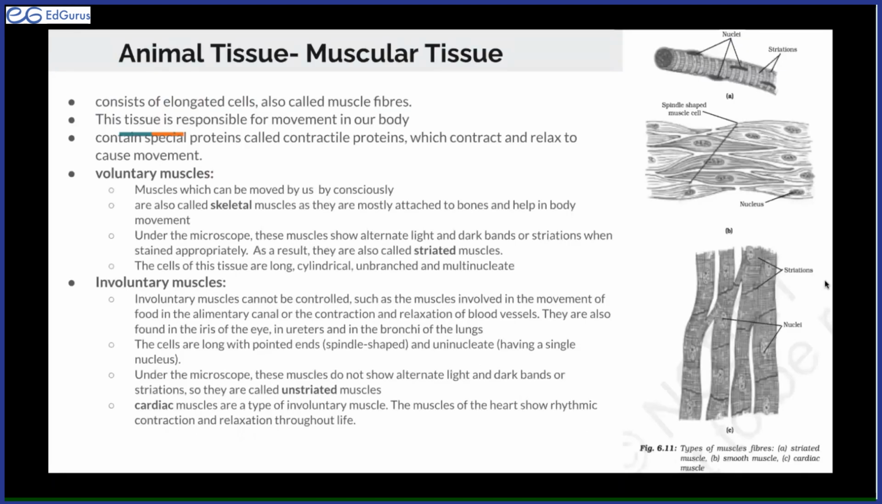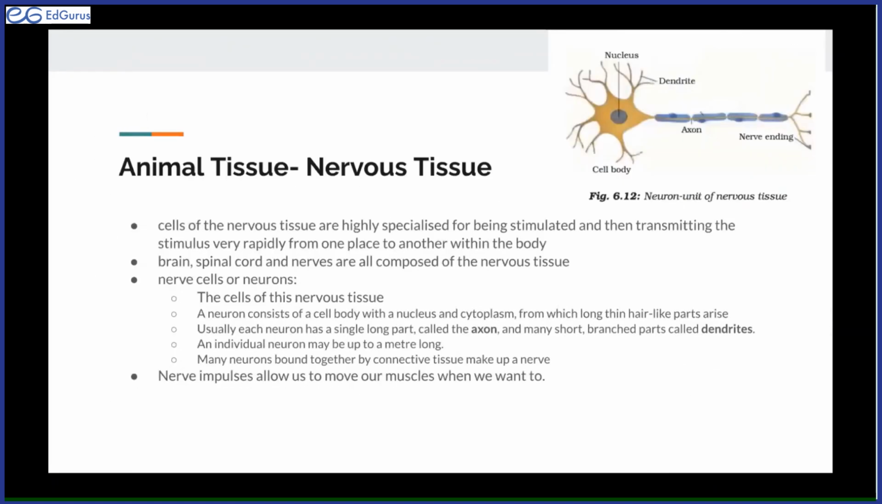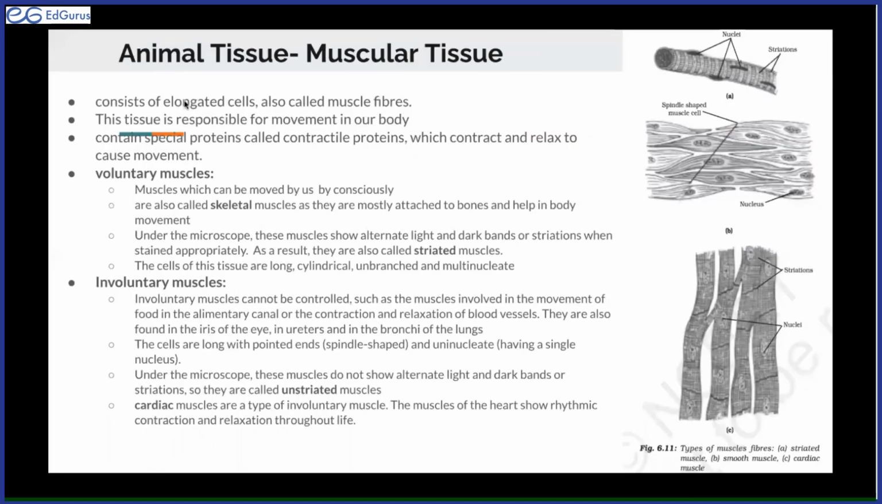Great. So now the third type of animal tissue is muscular tissue. We just have 2 more slides, on muscular tissue and nervous tissue. So muscular tissue basically consists of elongated cells, also called muscle fibers. This tissue is responsible for movement in our body. It contains special proteins called contractile proteins, which contract and relax to cause movement.